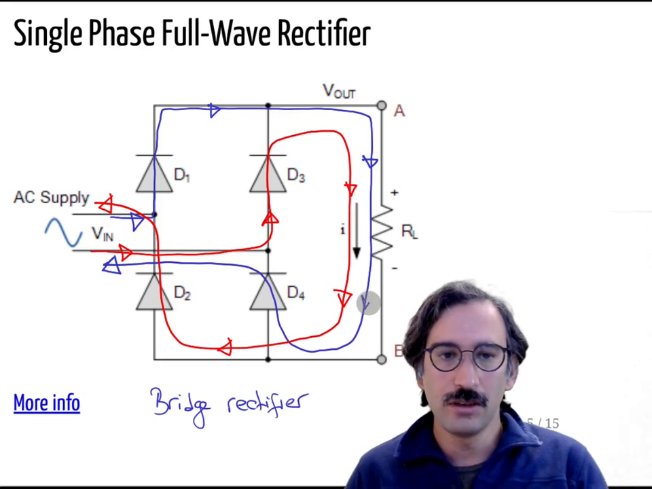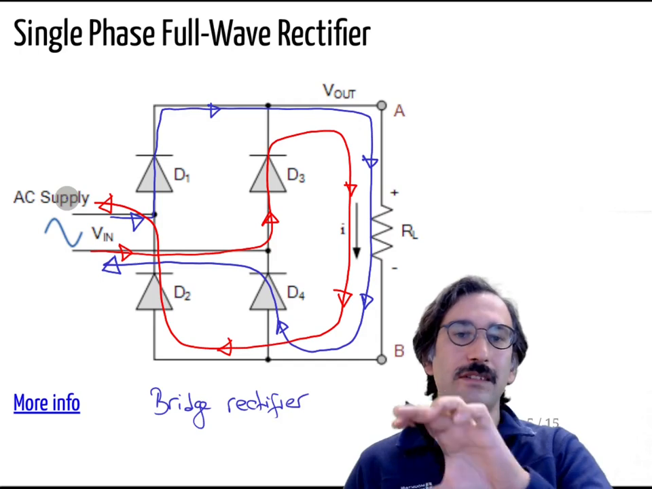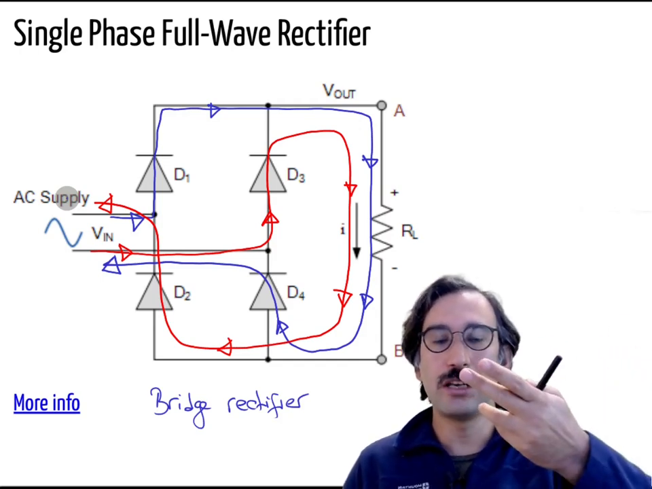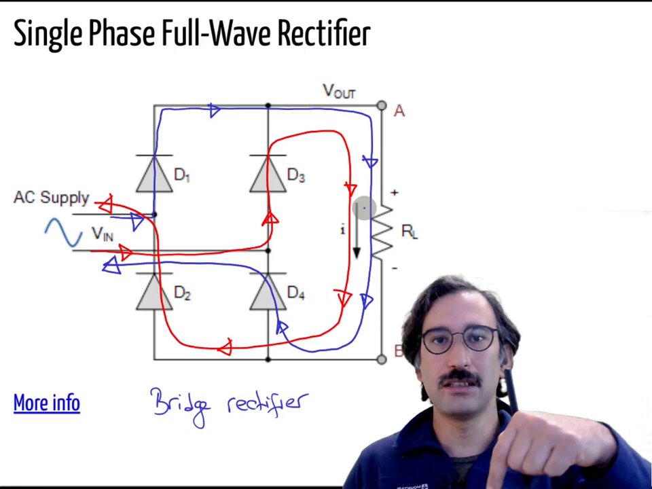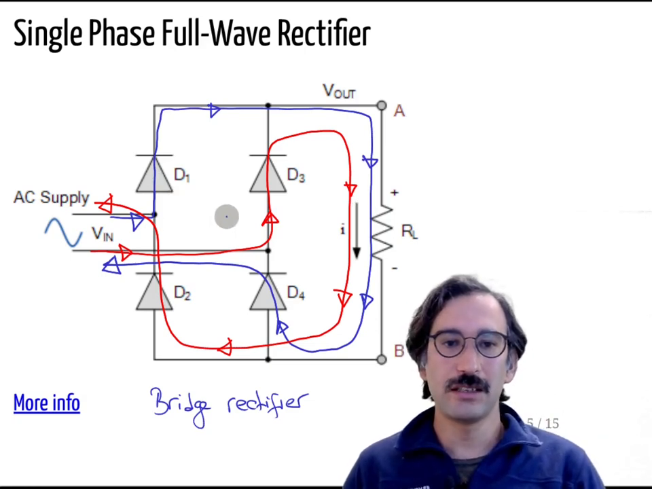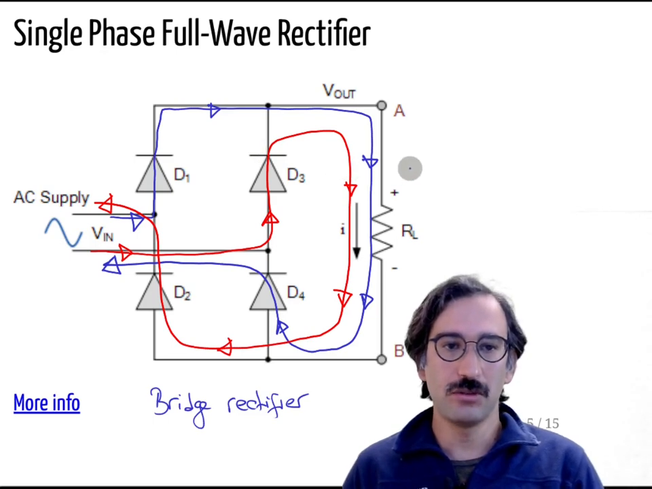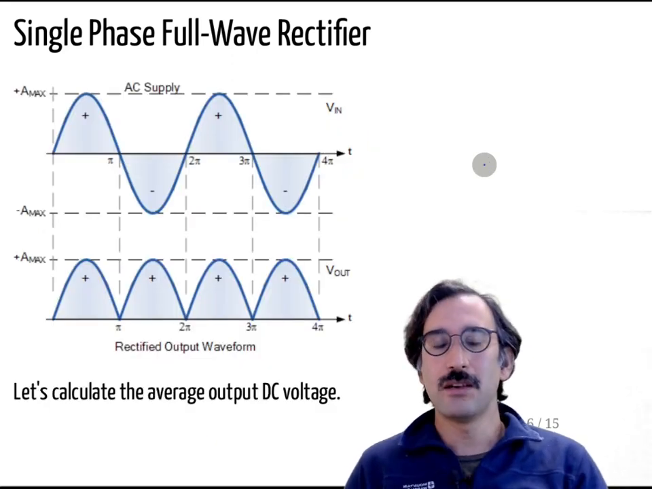So here what you see is whenever it is positive we have the exact waveform, and whenever it is negative, we are basically inverting the output voltage. Whatever you do, look here, the current direction is always the same. So we have a DC output. If you look at the waveform, it looks like this.